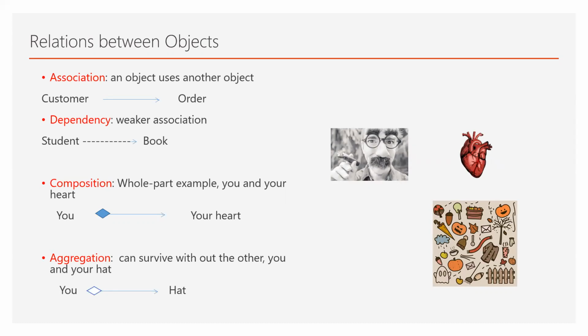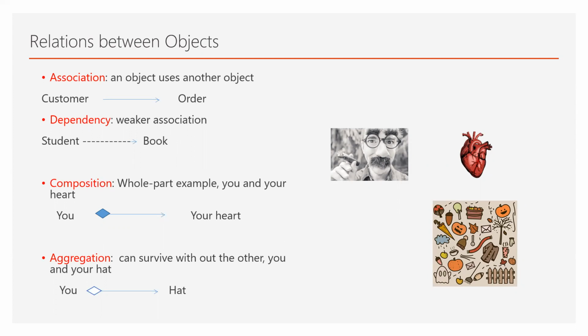And the next one is aggregation, in which the part can survive without the whole. Like you can have a hat, and the hat can survive without you, and you can survive without a hat, except for bald guys. I mean, they cannot survive it.